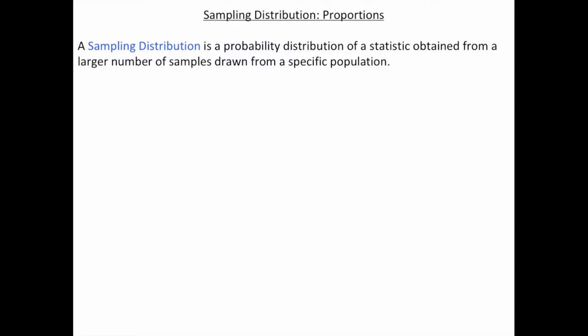In this video, we're going to learn about the sampling distribution for proportions. In general, a sampling distribution is a probability distribution of a statistic obtained from a larger number of samples drawn from a specific population. You should already know that the population proportion is given by the Greek letter pi, which is our parameter of interest. We typically estimate this value using our point estimate, p hat.